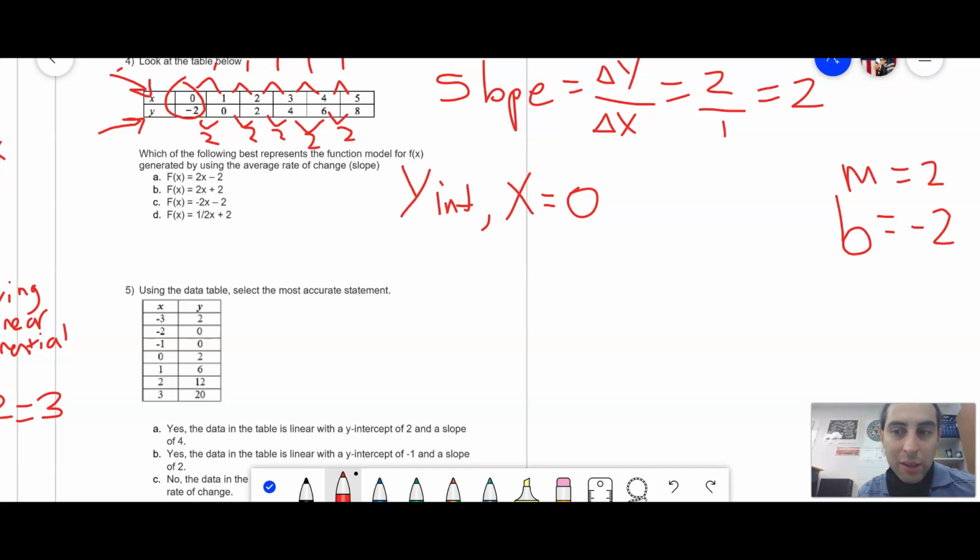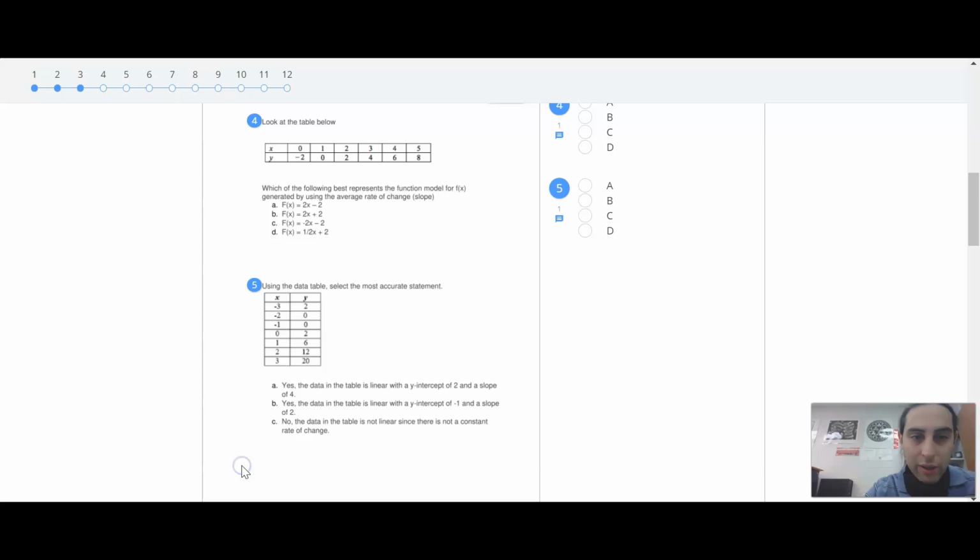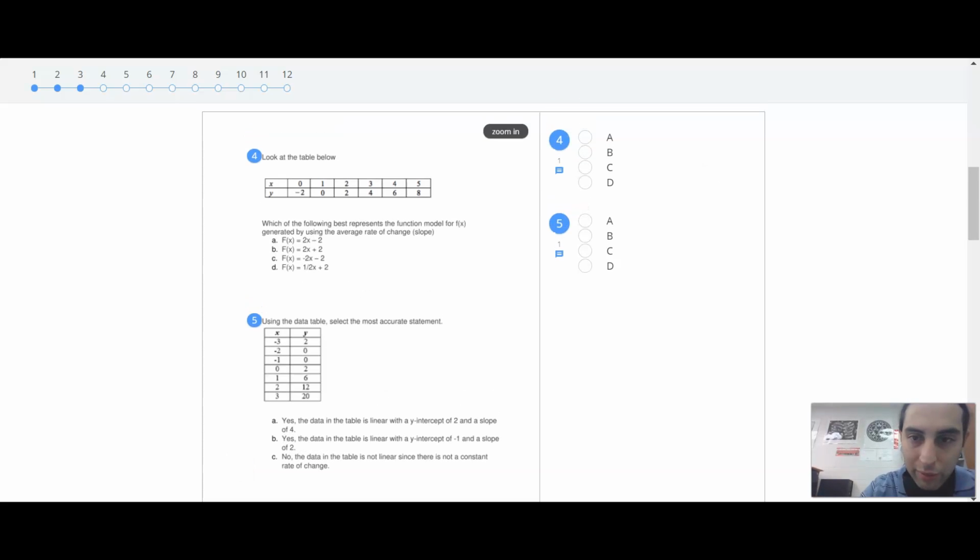Cool. So if my m is 2 and my b is negative 2, y equals mx plus b is going to be y equals 2x minus 2. And my answer is going to be letter A. So let's go to the Go Formative. Put letter A for number 4. Okay.